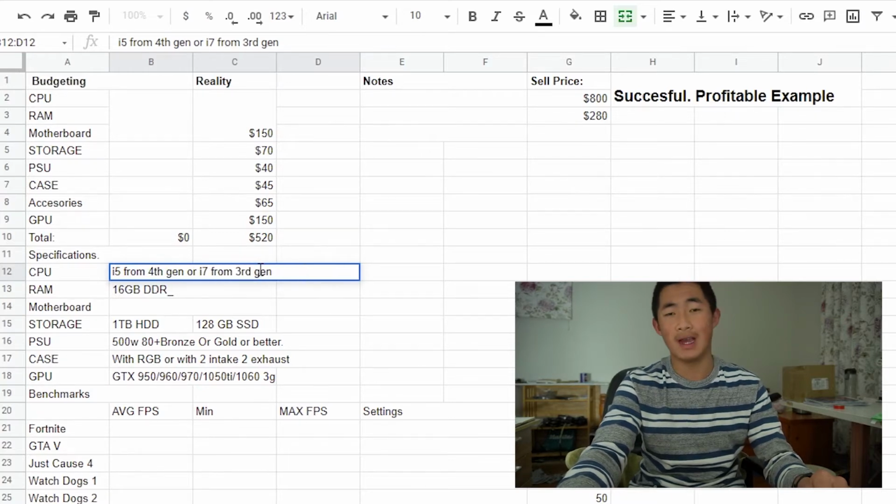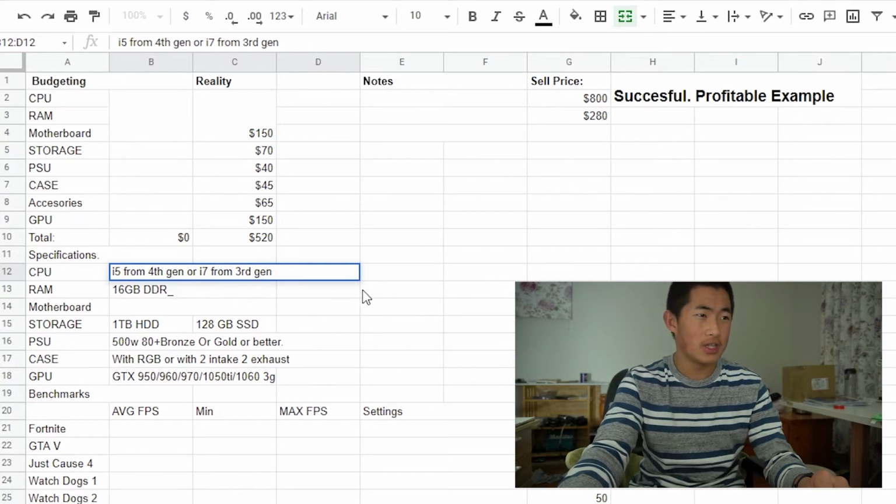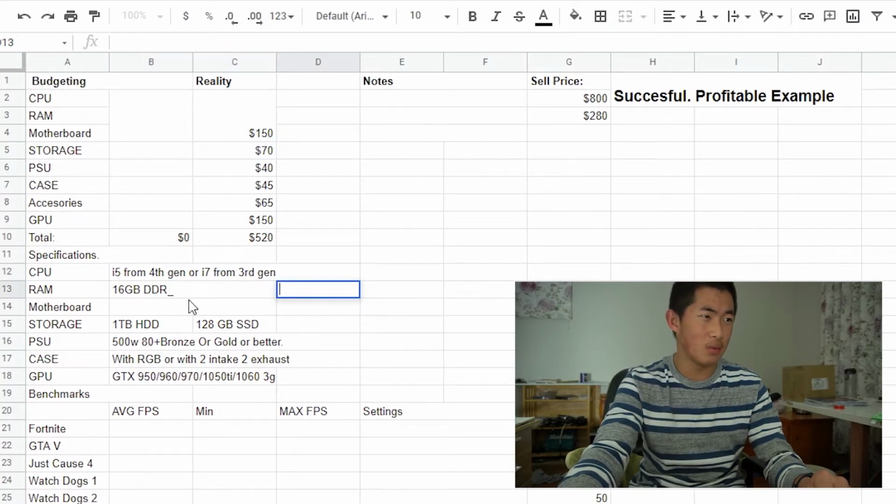You can probably put i7s from 2nd gens, i5s from 2nd gens. I wouldn't go 1st gen i7s or 1st gen i5s anymore. They're a bit old. Maybe a couple years ago it was going to be fine, but right now not anymore.